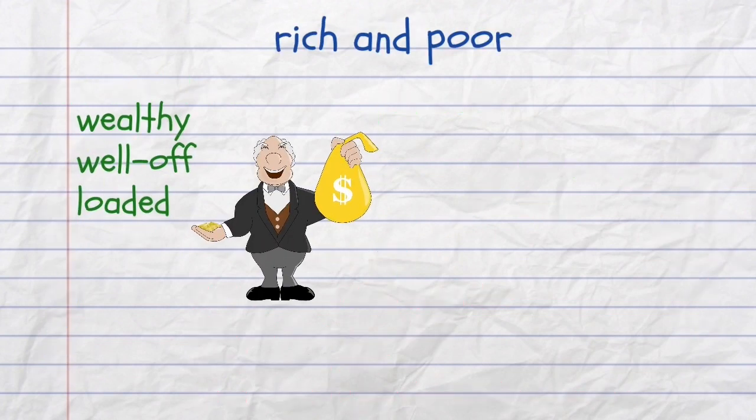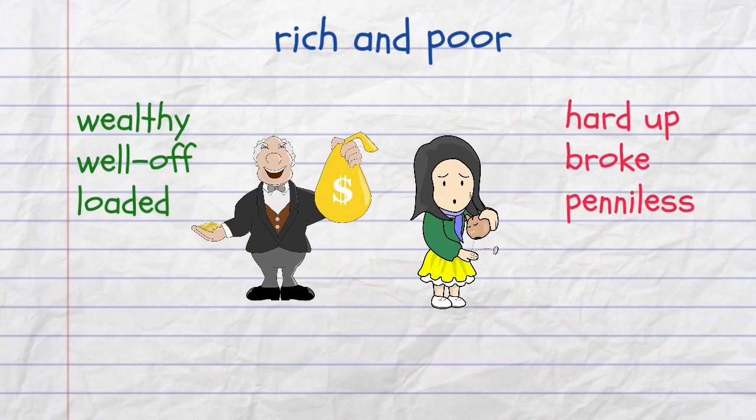When a person is rich, you can also say that he or she is wealthy, well-off, or a very informal word, loaded. And when someone is poor, you can say he or she is hard up, broke, or penniless.